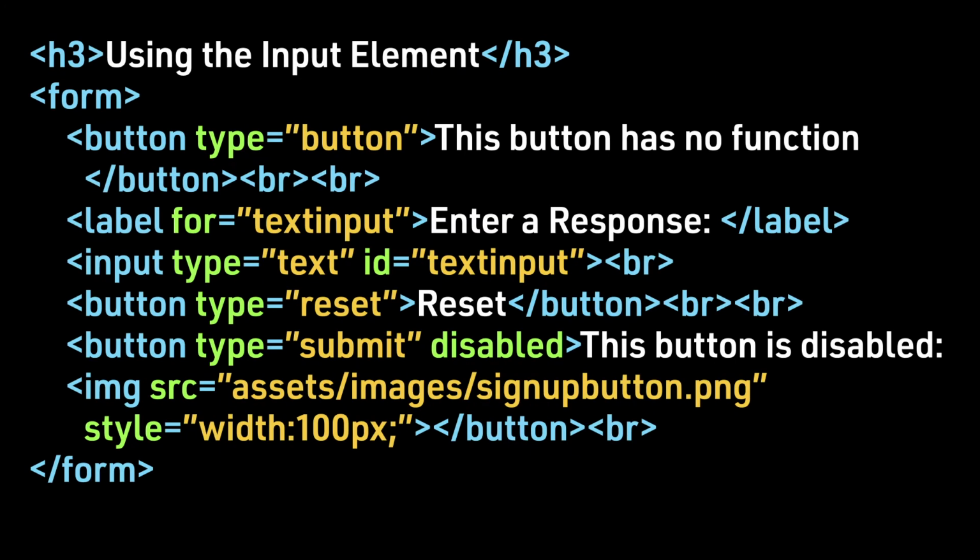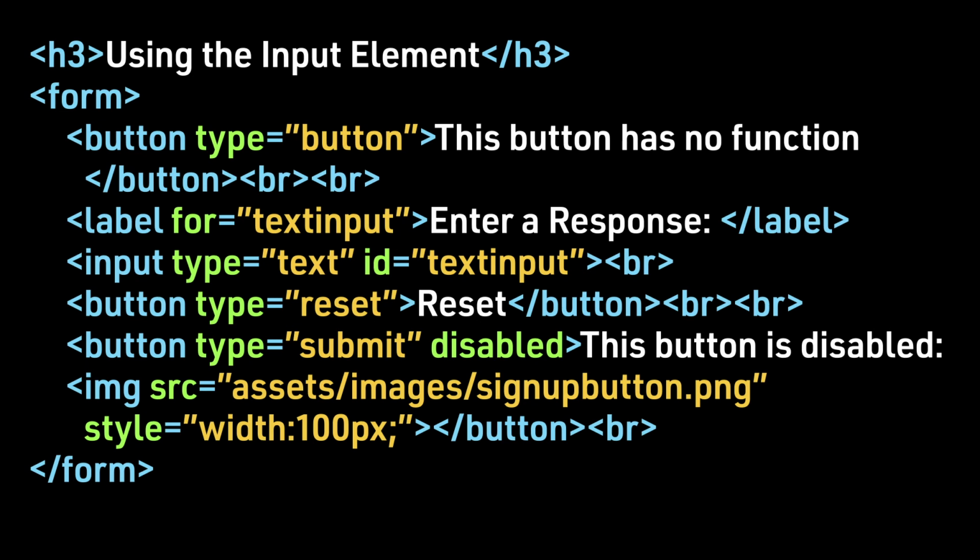H3 opening tag using the button element, H3 closing tag, form opening tag, button opening tag, type attribute equals button in quotation marks. This button has no function. Button closing tag, line break, label opening tag, for attribute equals text input in quotation marks, and a response, label closing tag. Input opening tag, type attribute equals text in quotation marks, ID attribute equals text input in quotation marks, line break. Button opening tag, type attribute equals reset in quotation marks, reset, button closing tag, line break.